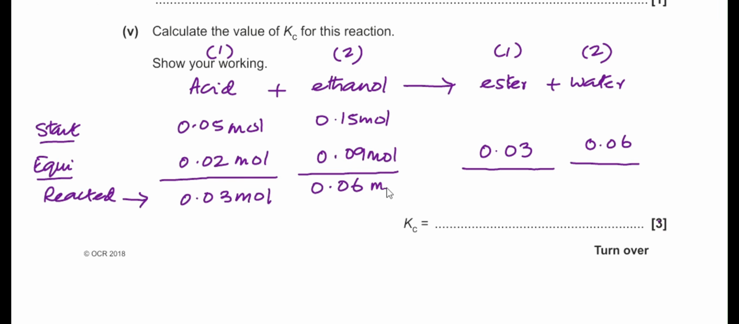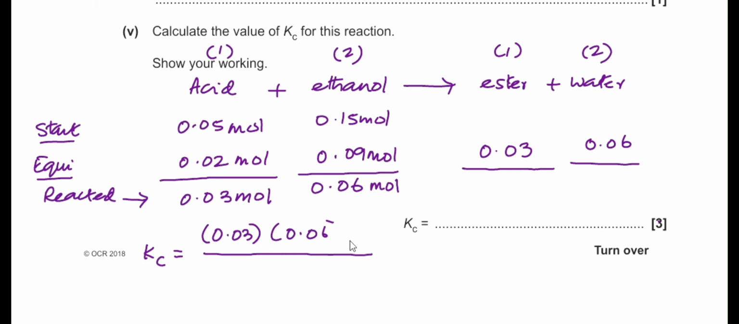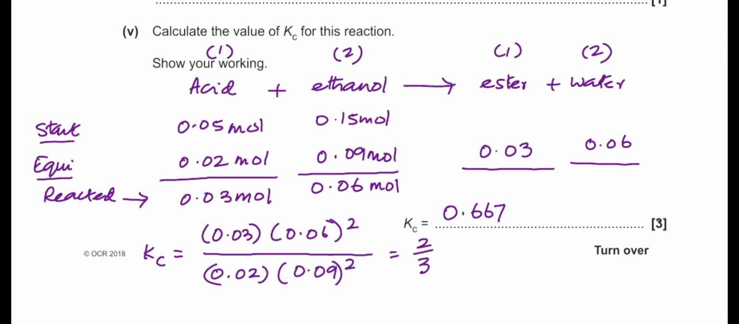So we have all the information that we need for calculating Kc. So Kc is equal to, in the numerator, 0.03 times 0.06 squared, divided by 0.02 multiplied by 0.09 squared, and that gives us from the calculator 2/3, which in decimals is 0.667.